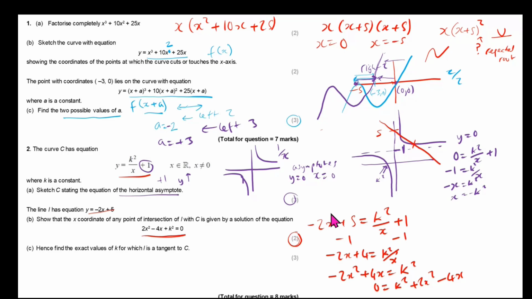Hence, find the exact values for k for which L is a tangent to C. So if L is a tangent to C, let's readjust this and do a blue. This line is more like this. It's a tangent to C, so it just touches that there. Right? That's a tangent. What do we do? What can we do, people? Do we have an idea? Because once you unlock this, that 3 marks is achievable. Find the exact values for k for which L is a tangent to C.